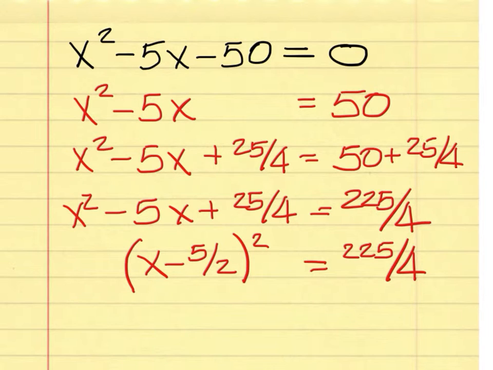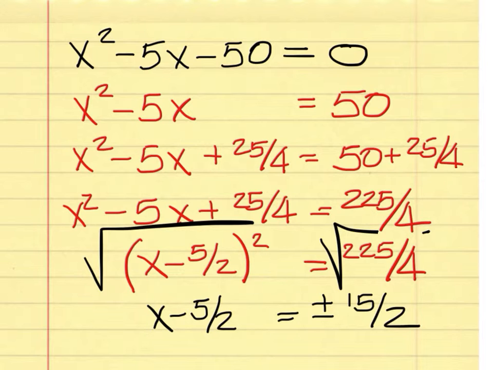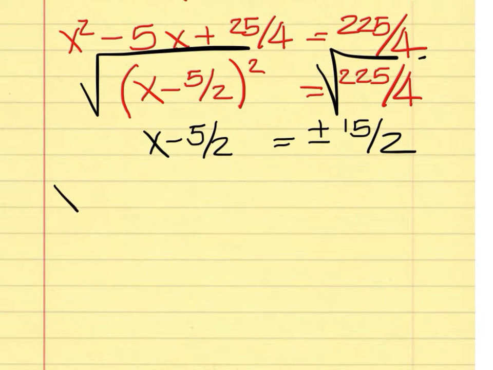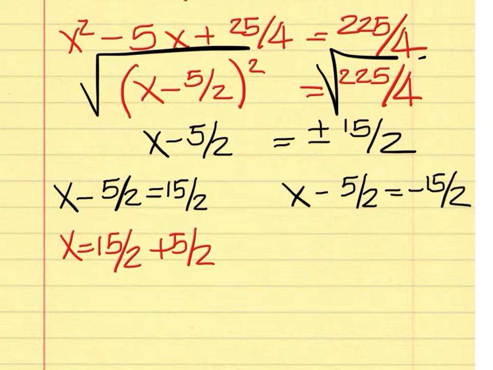The square root of both sides will give me x minus 5 over 2 and plus or minus 15 over 2. I have two equations to solve now. X minus 5 over 2 equals 15 over 2, and x minus 5 over 2 equals negative 15 over 2. On the left-hand side, x equals 15 over 2 plus 5 over 2. And then on the right side, x equals negative 15 over 2 plus 5 over 2.